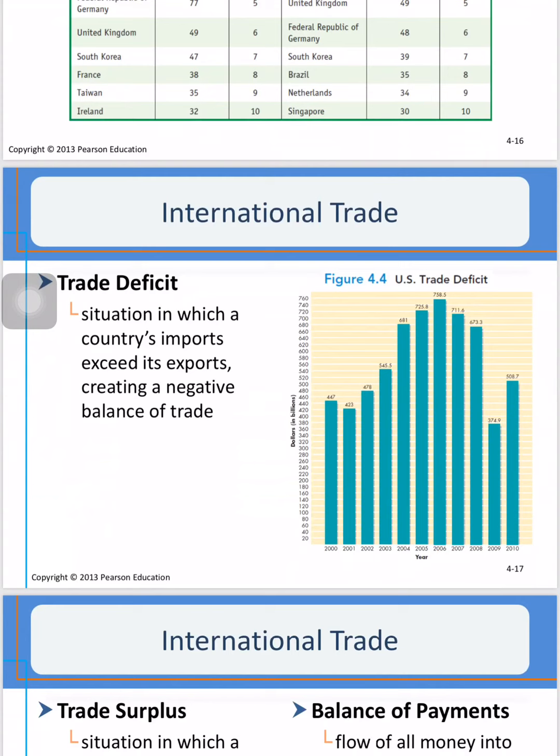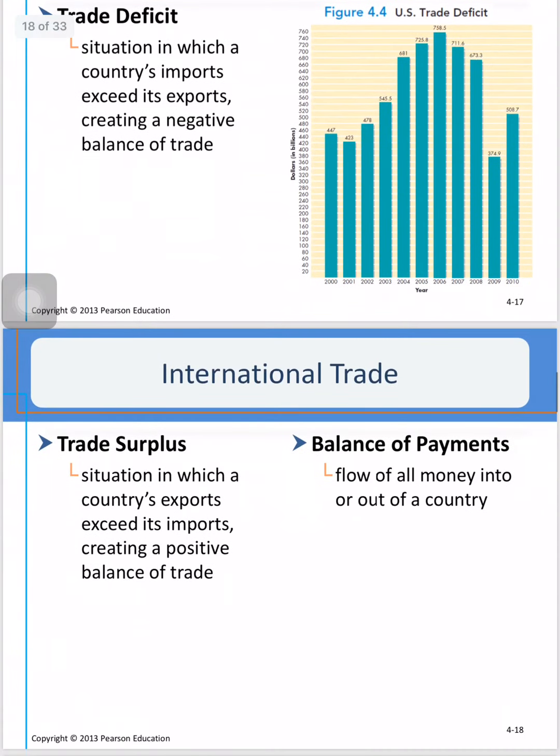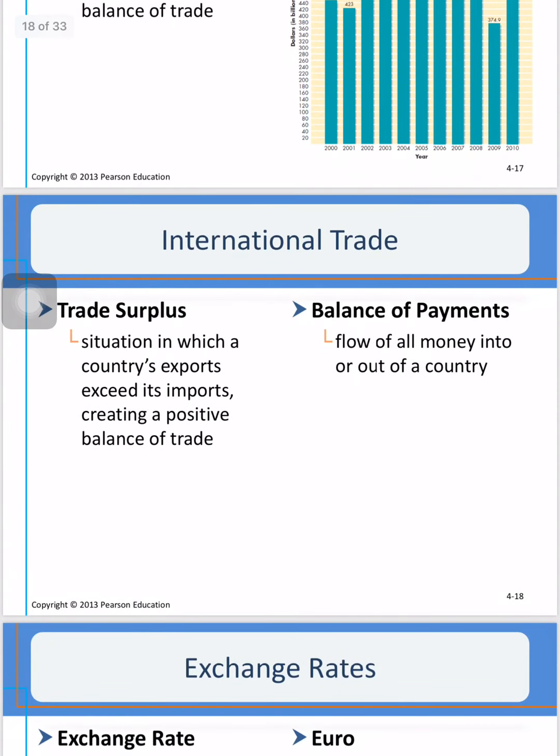Okay, next is trade surplus. Surplus is the opposite of deficit. It is a situation in which a country's exports exceed its imports, creating a positive balance of trade. So this occurs when the country's exports exceed its imports.